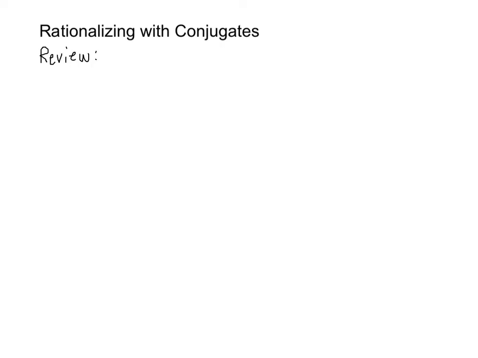Hello students, this lesson is on rationalizing with conjugates. To begin, we need to review a couple of things. So let's look at a couple of problems. This first one is 2 plus the square root of 7 times 1 plus 3 square root 7.